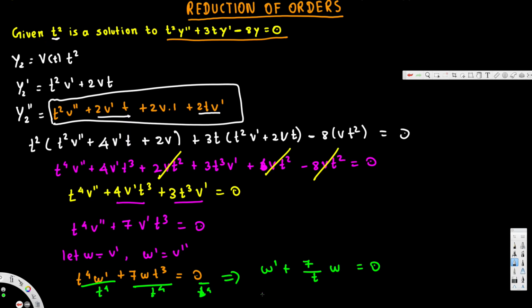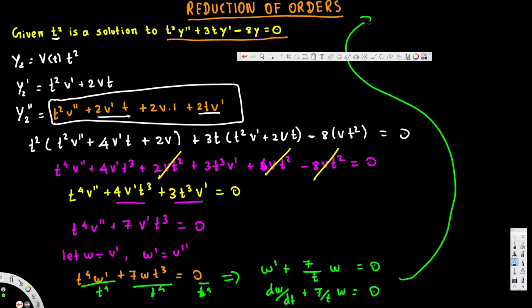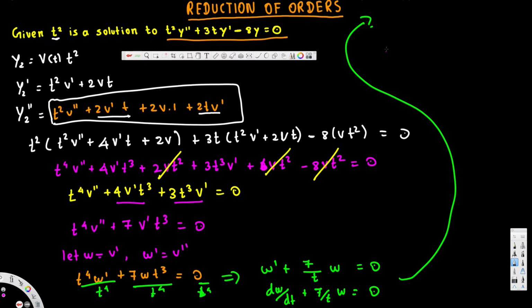Let's expand this one. Instead of w prime, I can put dw by dt plus 7 over t w equal to 0. Here this looks like it can be separable. Let's continue. So here we have dw by dt. I keep this on this side, and I bring this 7 over t w to the other side, so this becomes negative 7 over t w. Now you can see this is separable, so we can separate and integrate.